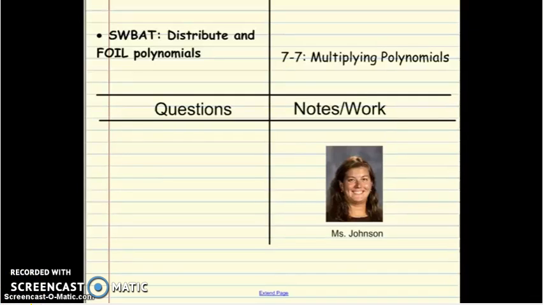Hi students, this is Miss Johnson with 7-7 Multiplying Polynomials. Today our objective is that we are going to distribute and FOIL polynomials.